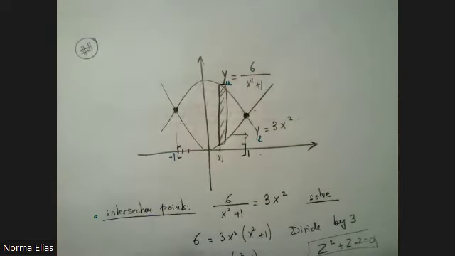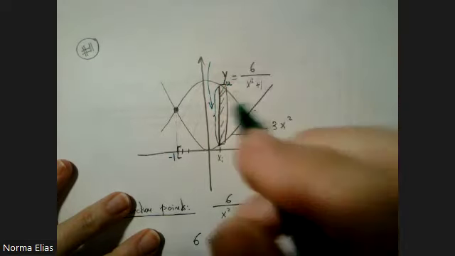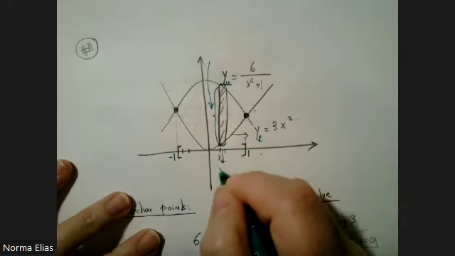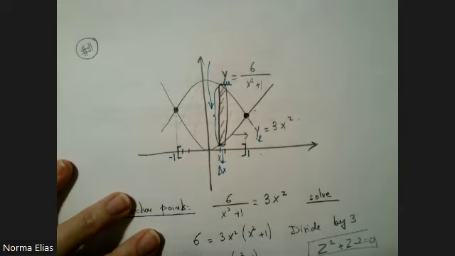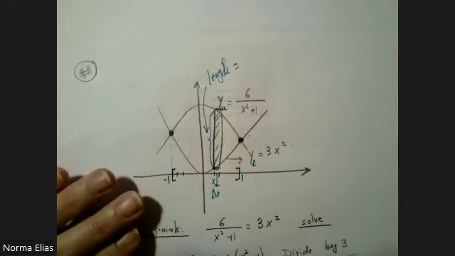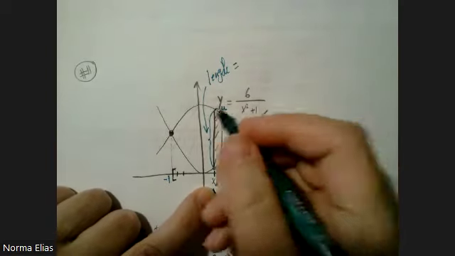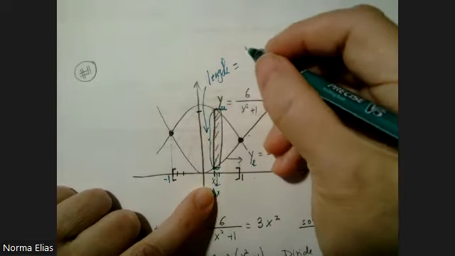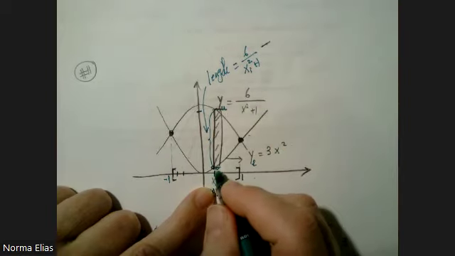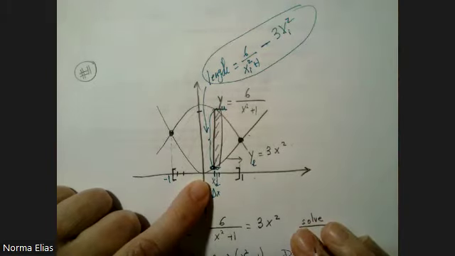What do I mean by labeling it? It means what's the length of this rectangle? And what is the width of this rectangle? So this will be my delta x. These are the little subdivisions. And what's the length of my rectangle? That's what I mean by labeling it. The length is, if I call this point down here xi, this is 6 over xi squared plus 1, minus the value of the function down here. That's the length of the rectangle.